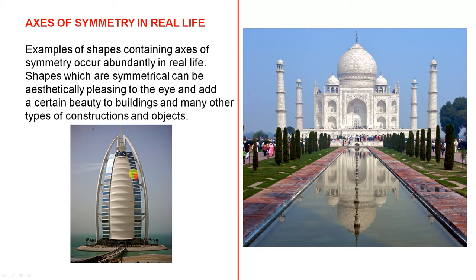So here's a beautiful building here. It's quite unusual, and you can see there'd be an axis of symmetry running straight through the center. And have a look at this beautiful construction. You can see the reflection here in the water and the axis of symmetry going straight through the center. So that half there is a mirror image of that half. And you can see how beautiful they are and pleasing to the eye.